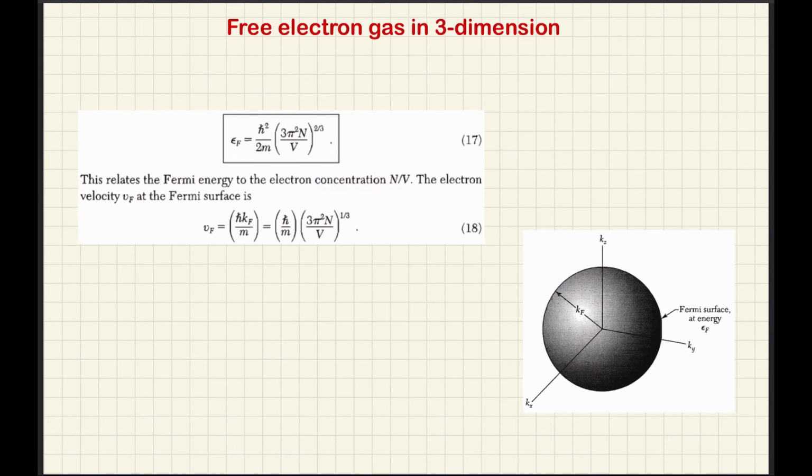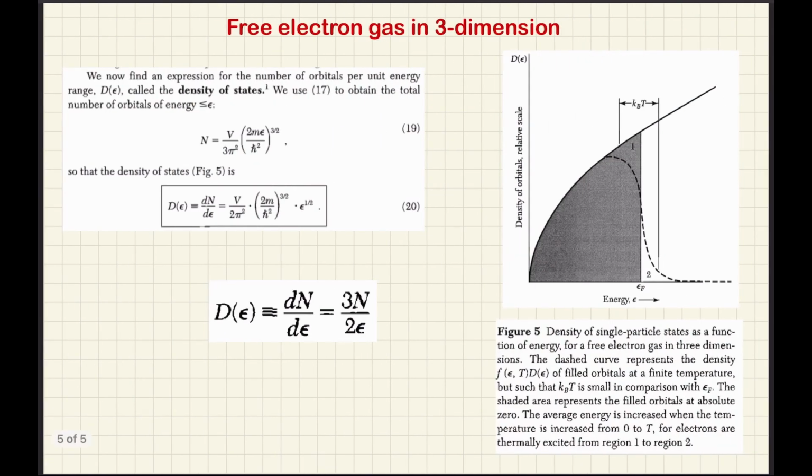Okay, now you can find out the velocity of the electron at the Fermi surface, which is obtained by ħk divided by m, and you know the value of k, you can substitute that and find out the velocity of the electrons at the Fermi surface. Okay, these are all important parameters that are used for calculating the specific heat of metals that we will discuss later. Okay, now one more important parameter is the density of states. Density of states means it is the number of orbitals per unit energy range.